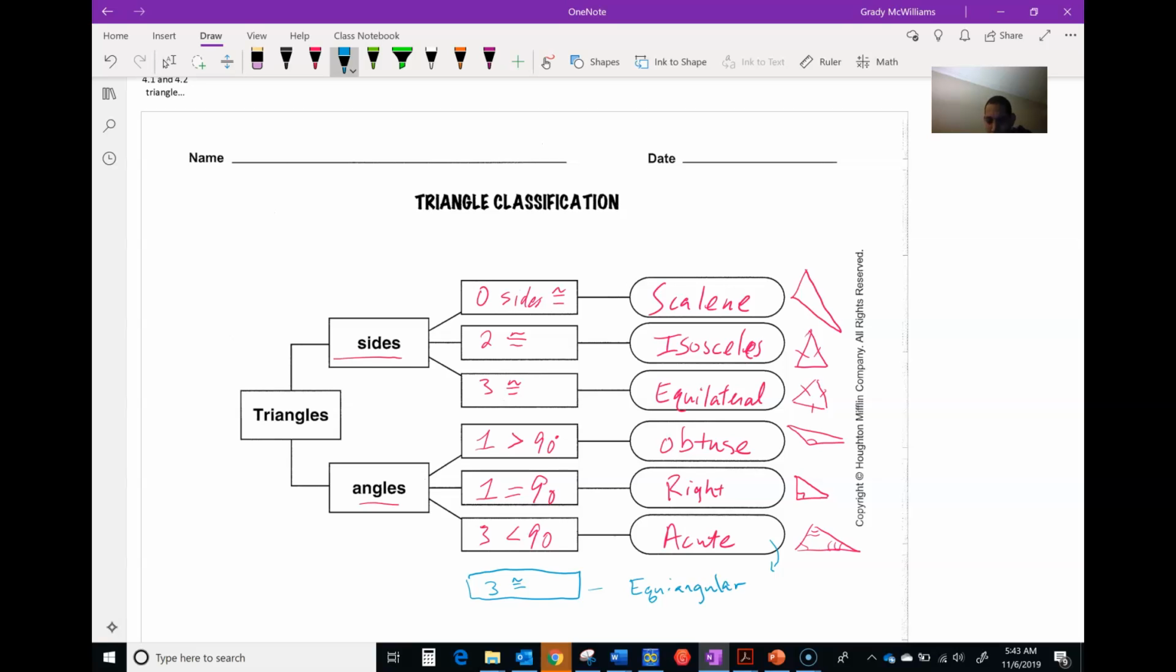Equiangular. Okay, and if you think about it long enough, you might know that all the angles in a triangle add up to 180 degrees. So if we split them up so they're even, or all have the same amount, all the angles are going to be 60 degrees. So equiangular is when all the angles are the same, and if they're all the same, they have to be 60 degrees.